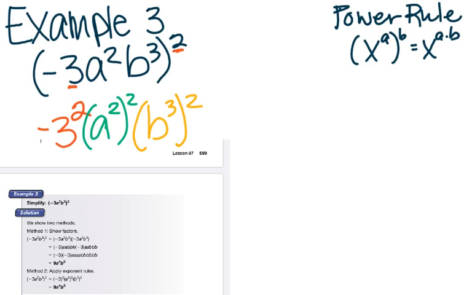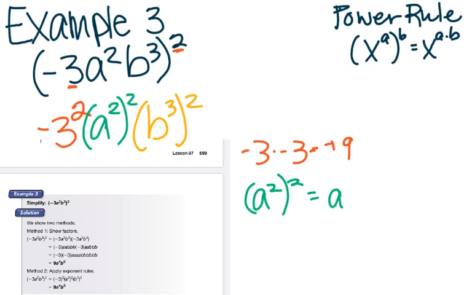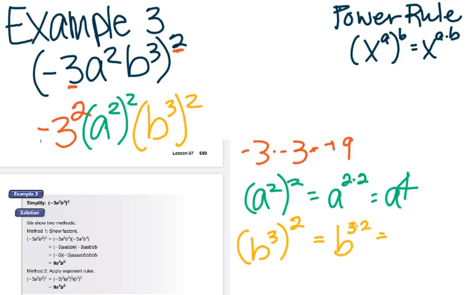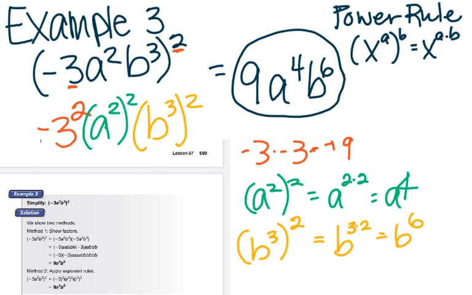And now I can solve all these. Negative 3 squared. Well, a negative 3 times a negative 3 gives us a positive 9. A squared to the second power: if we follow the power rules, that means 2 times 2 equals a to the 4th. B cubed to the second power would equal b to the 3 times 2, which is b to the 6th. So we end up with the same answer of 9a to the 4th b to the 6th in a much faster way.